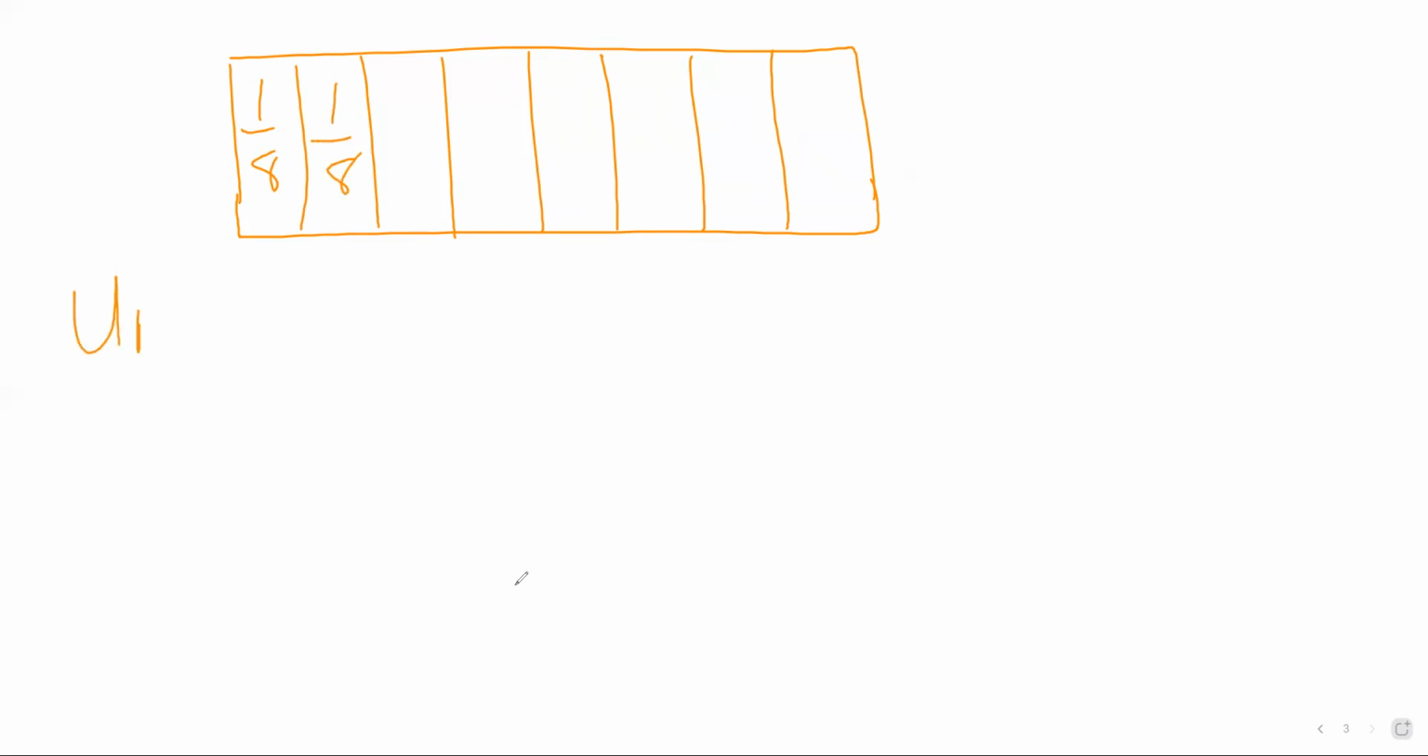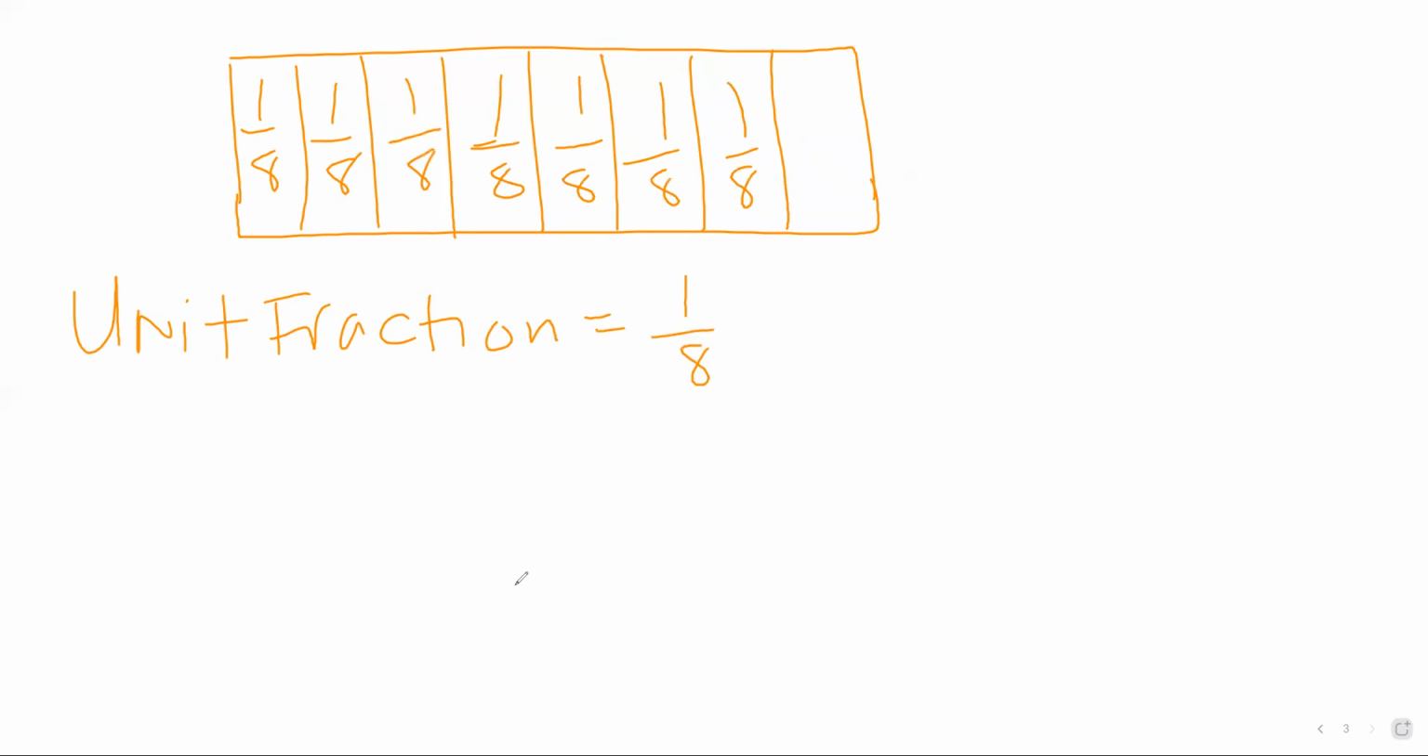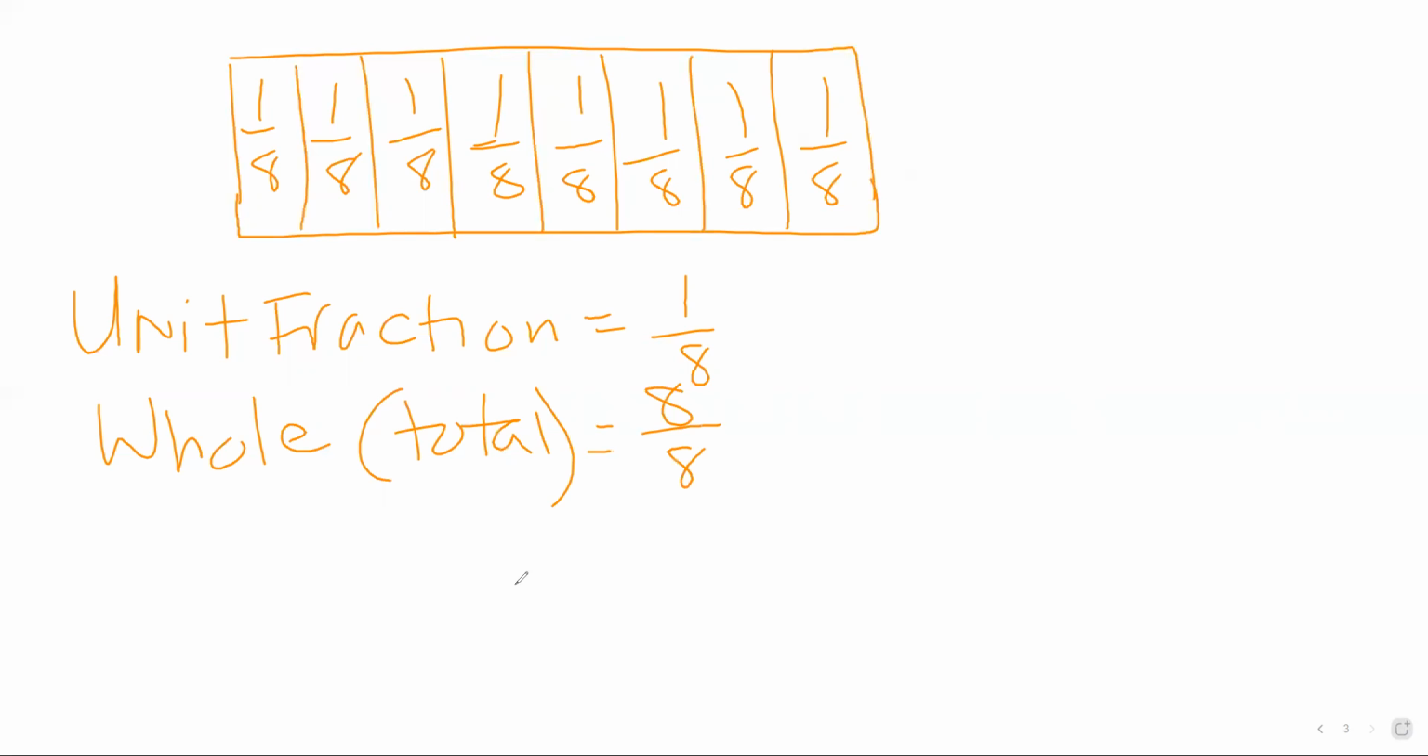So the unit fraction is equal to 1 out of 8. But when we put all of these together, we get 8 out of 8. When you get them all, you have 8 out of 8. So the whole, or the total of all of it, would be 8 out of 8. That's the whole.